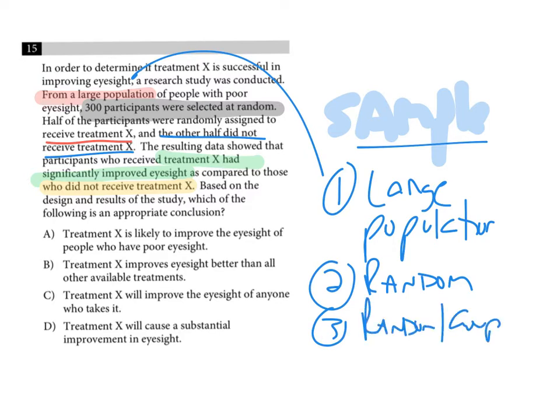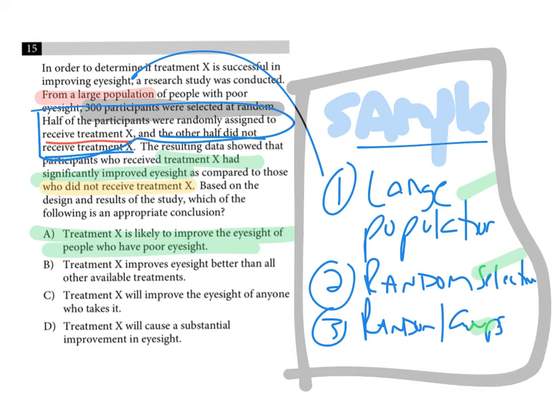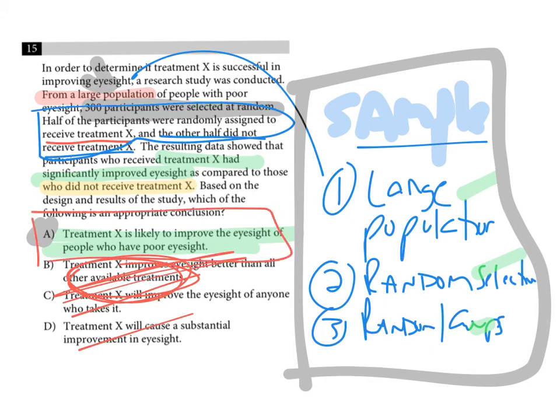So in this case here, you need to have a random selection process and then a random participant in different groups. And the question does say that. It says half the people received the treatment, half the people did not receive the treatment. So all 3 of these characteristics are true, which means letter A, treatment X is likely to improve the eyesight. Basically, there's enough information for the sample to be considered valid, and that result that you get from the trial is actually true. You don't know anything about substantial improvements. You don't know that it's always going to work. You don't know that it's better than all available treatments. I don't know anything about the other available treatments. We're just doing this treatment X. So here, letter A is the only one that is true.